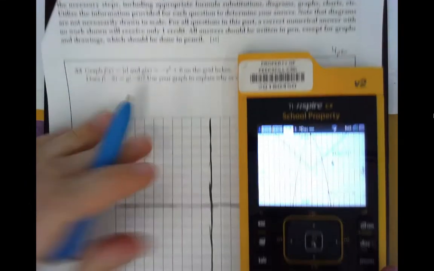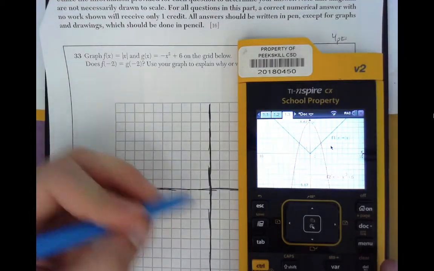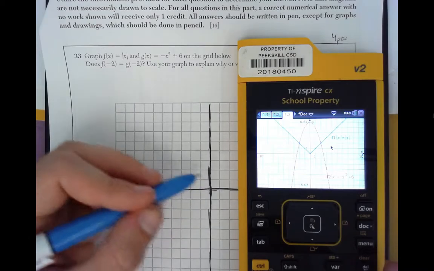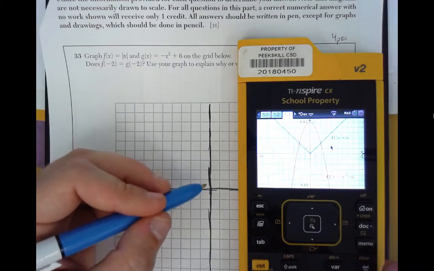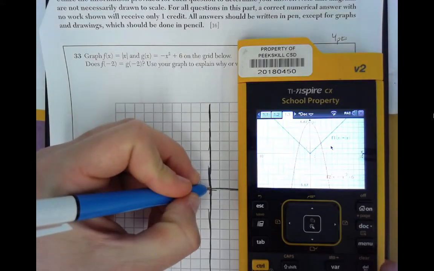So, I have a 2-color pen. I can do it in the right colors. On your test, don't do it in 2 colors. Only black or blue pen. Or, yeah, I'm pretty sure. But I'm going to do it in blue.